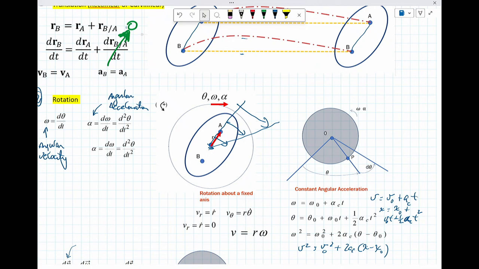If you continue, you also can do the same thing as we did in chapter 2 with constant acceleration, and you end up with these equations right here. Omega equals omega naught plus alpha_c t, theta equals theta naught plus omega naught t plus 1/2 alpha_c t squared, and omega squared equals omega naught squared plus twice alpha_c (theta minus theta naught). And you can see the corresponding parallel terms here for each of them.